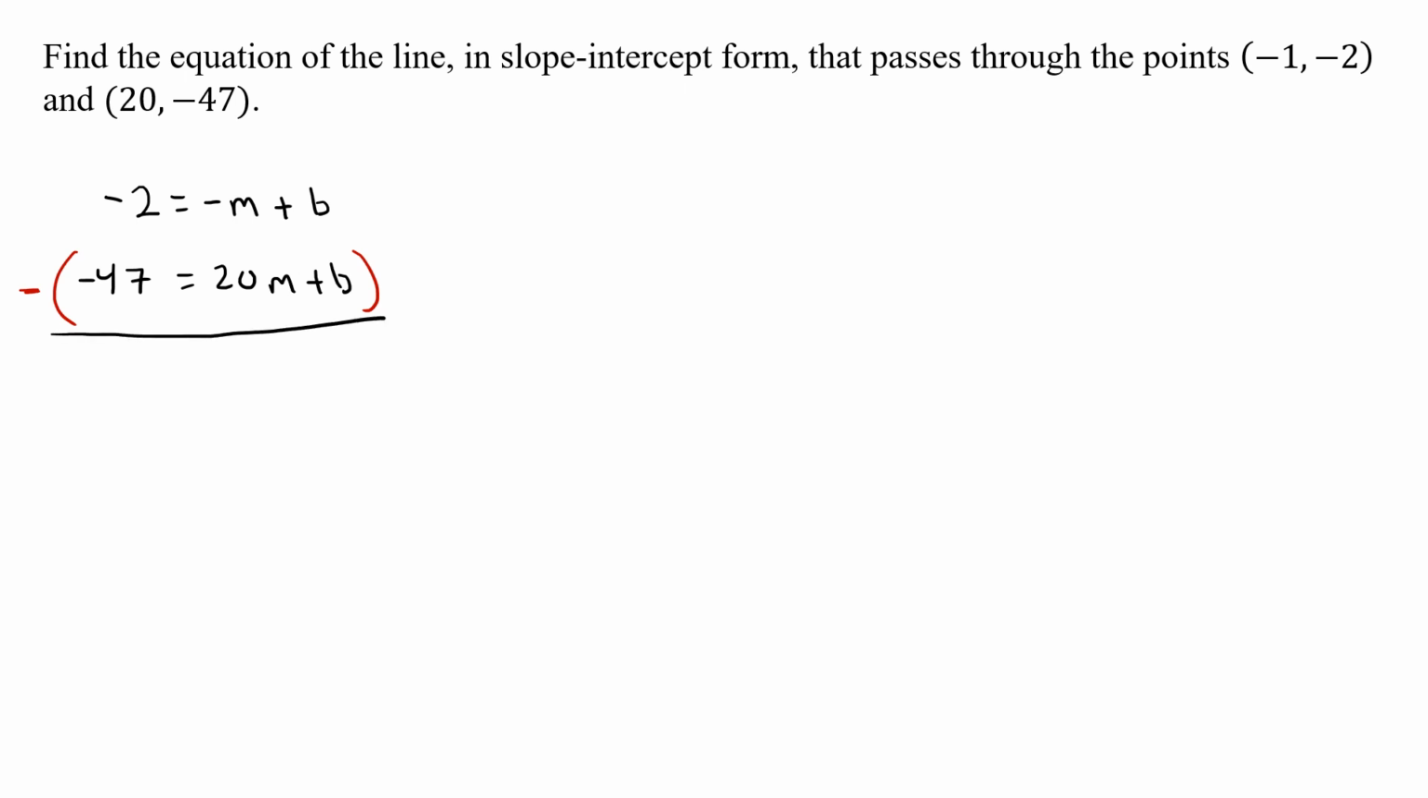So I get negative 2 minus negative 47. Well, that is 45. Negative 1 minus 20 is negative 21m. And the b's cancel. So divide by negative 21. And I get that m is negative 15/7.